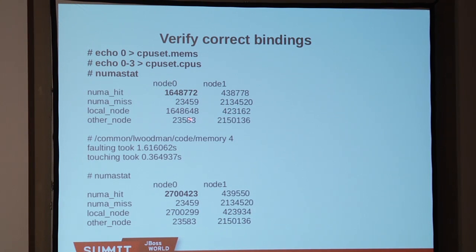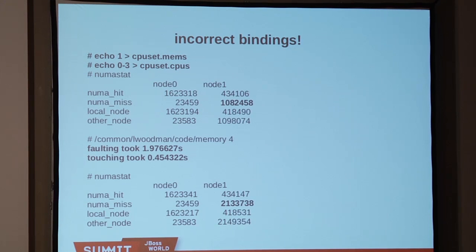4 gigs of memory is the program that I wrote. You specified the number of gigabytes. 4 gigs of memory is about 1 million pages. So you can see the NUMA hits on node 0 increased by about 1 million. And the misses, there were no misses whatsoever. And it took about 1.6 seconds to run the program.